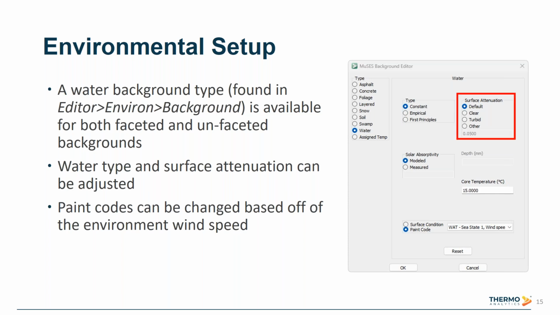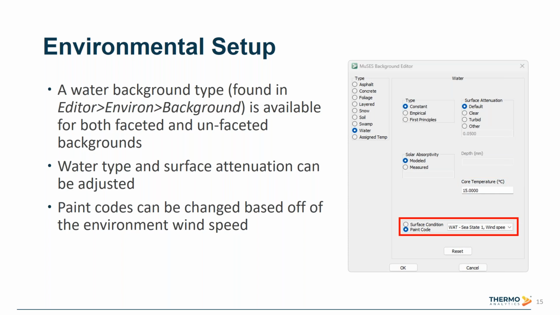A clear, turbid, or a manually inputted other option for surface attenuation can be selected. Solar absorptivity can be modeled or directly set if you have measured data. A core temperature can also be inputted. A correct core temperature will be important for both the proper convection between the ship and the sea, as well as final radiance values of the sea within the renderings.